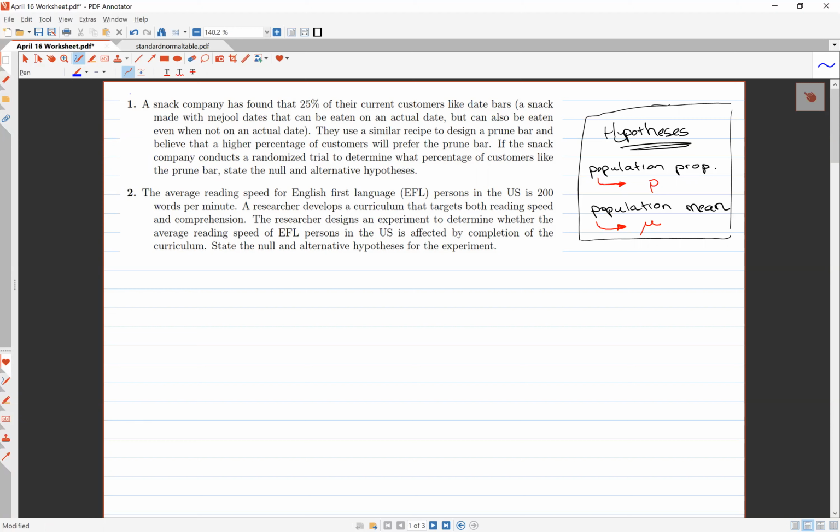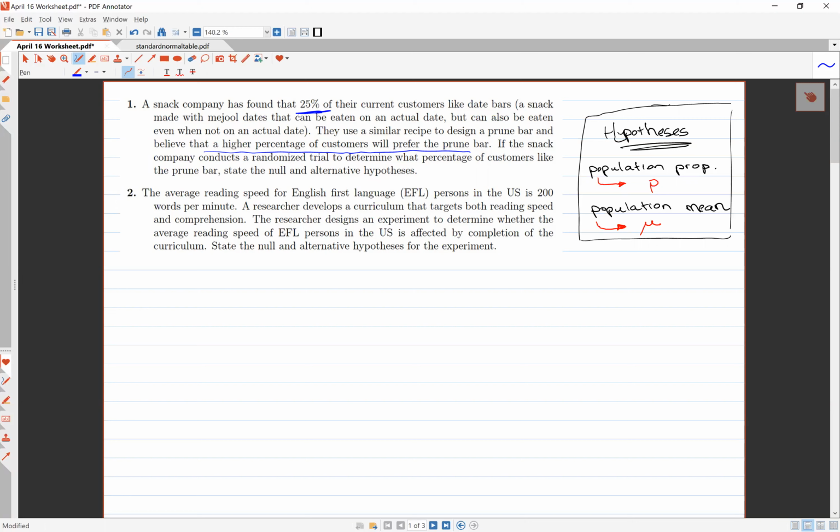So first one says, a snack company has found that 25% of their customers like date bars. They use that same recipe, design a prune bar, and they believe that a higher percentage of customers will prefer the prune bar. So to test this hypothesis, they do a randomized trial to determine what percentage of customers like the prune bar. And we want to state the null and the alternative hypotheses.